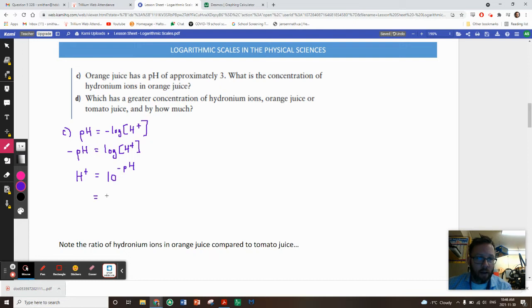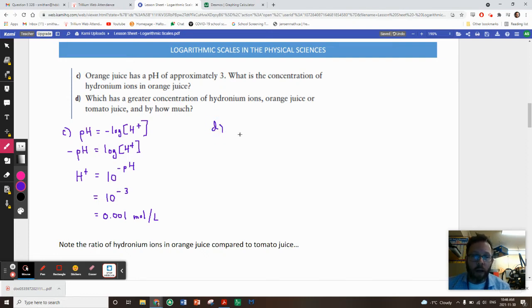So if the pH is 3, the concentration of hydronium ions in moles per liter would just be 10 to the power of minus 3, 0.001 moles per liter. The nice thing now is that you guys could just use this rearranged formula moving forward when you are doing practice. Let's have a look at tomato juice and orange juice.